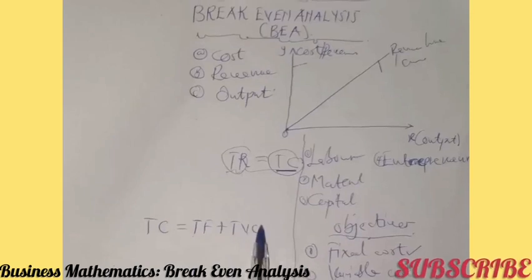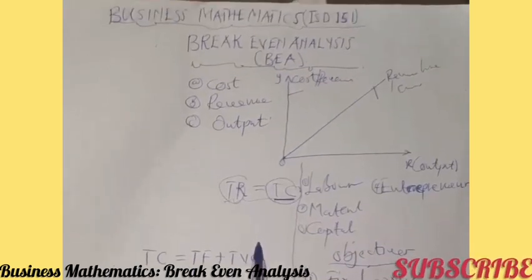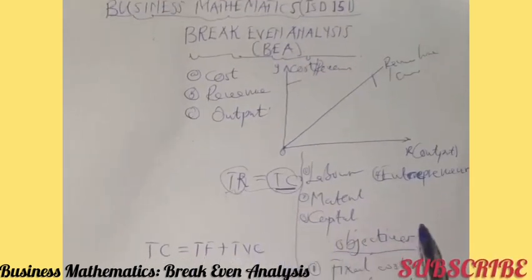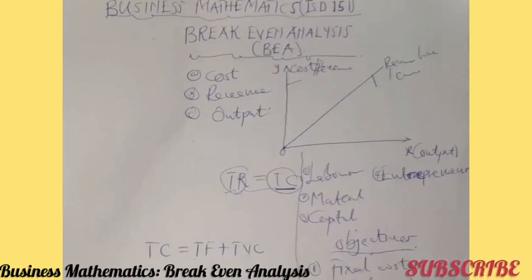Then your total variable cost is the opposite of the total fixed cost. With total variable cost, the cost will change with respect to your output. The cost will change with respect to whether you produce or not. That's what I mean by your total variable cost. Total variable cost includes things like direct material, labor, and so on and so forth.